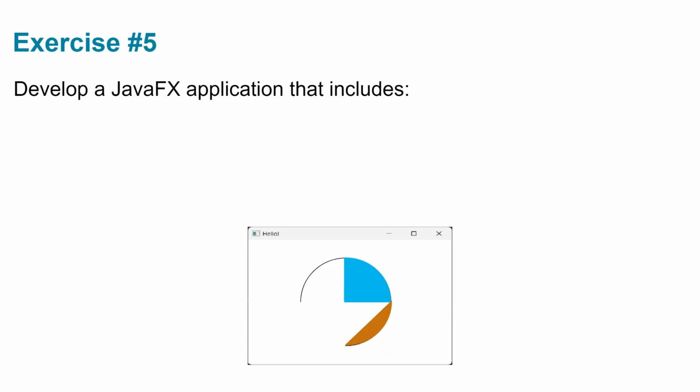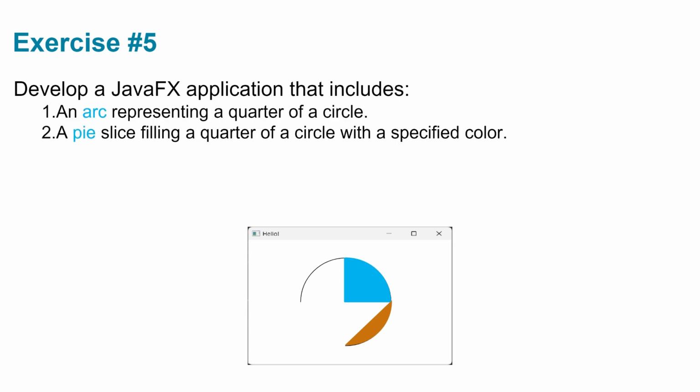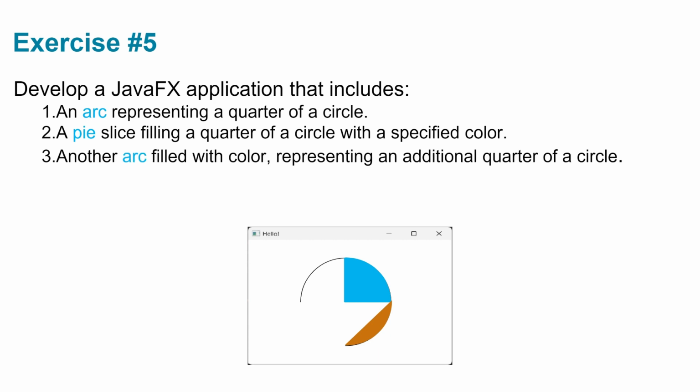Exercise number 5. Develop a JavaFX application that includes 1. An arc representing a quarter of a circle. 2. A pie slice filling a quarter of a circle with a specified color. 3. Another arc filled with color, representing an additional quarter of a circle. Please pause the video and start to write your code.